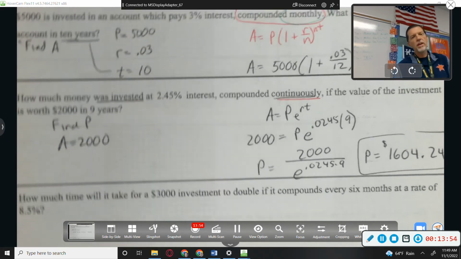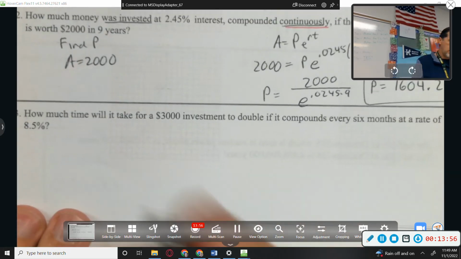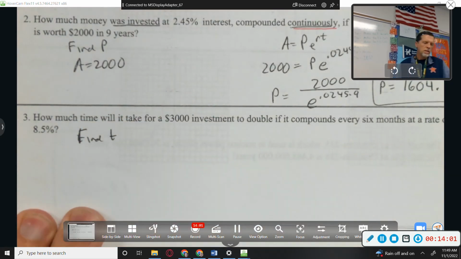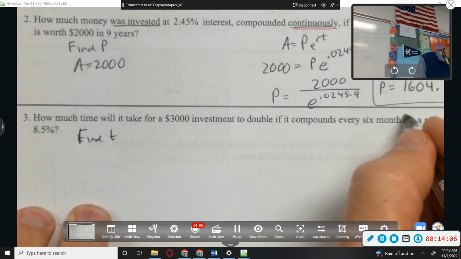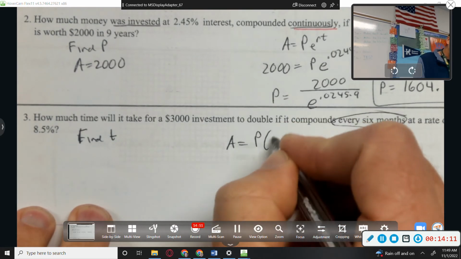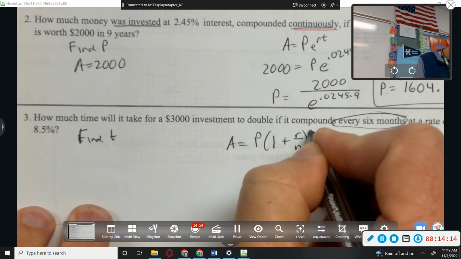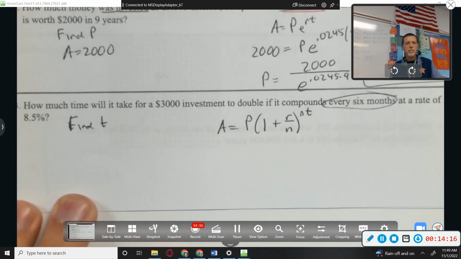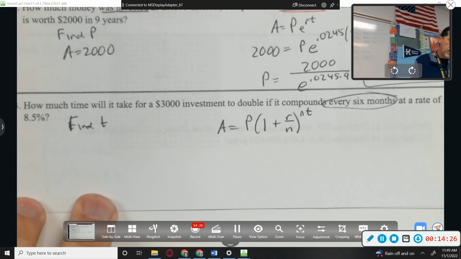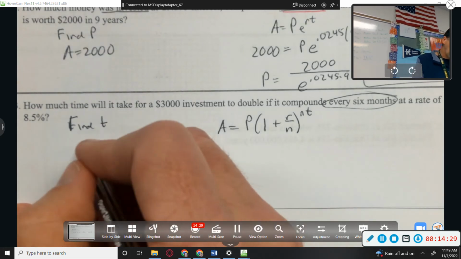Number 3. How much time will it take? So find time this time. For a $3,000 investment to double if it compounds every 6 months. So I know which formula I'm using because of that every 6 month thing. Again, you don't have to have them memorized, but you better be able to recognize them and know when to use which one. At a rate of 8.5%.